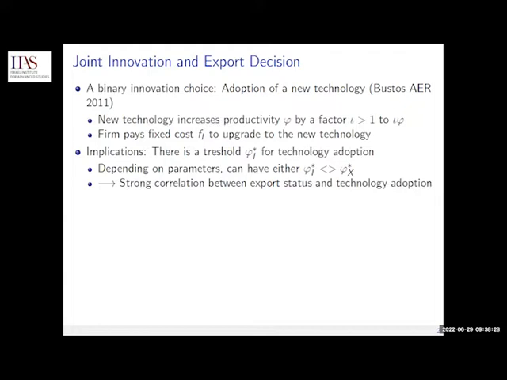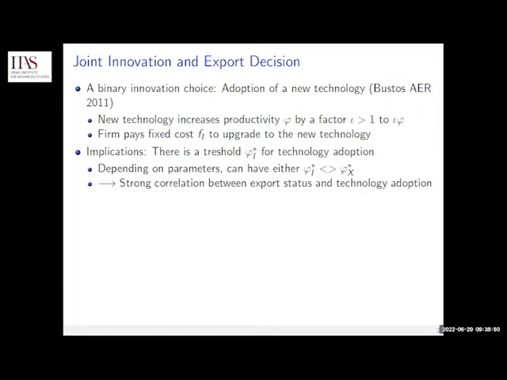Okay, so for the simplest framework, I'm going to keep this notation where bar phi is the firm's productivity. You can think about adopting the new technology as just bumping up that productivity by some factor iota that's greater than one. And then you pay a fixed cost to upgrade to the new technology.